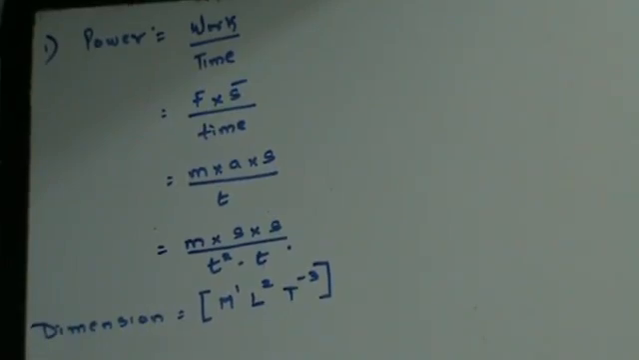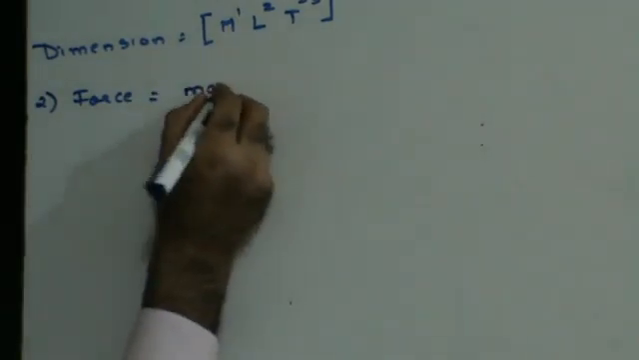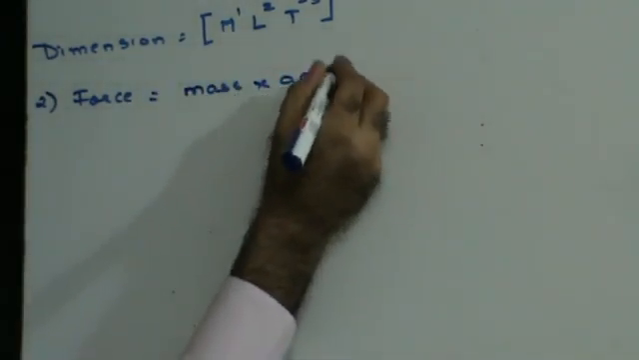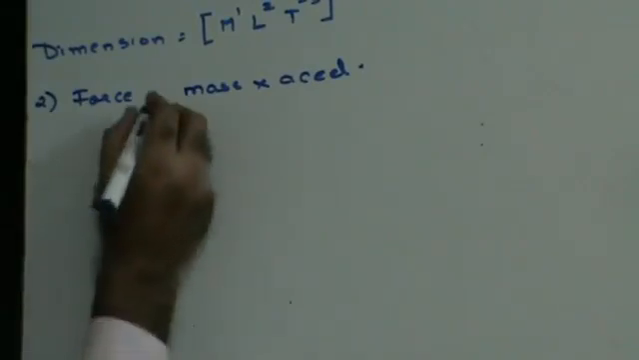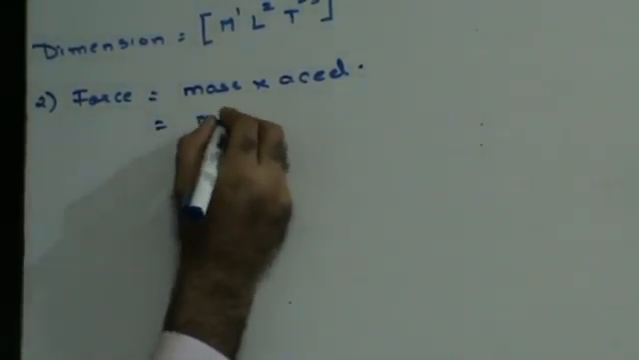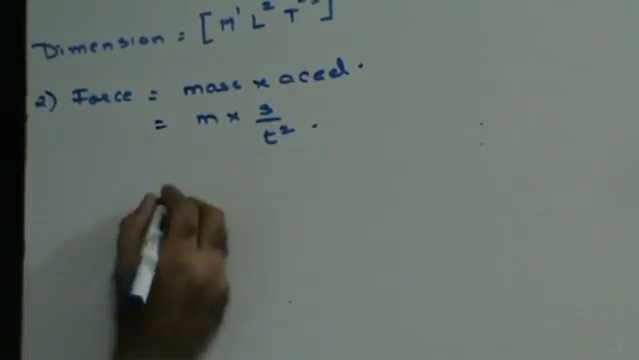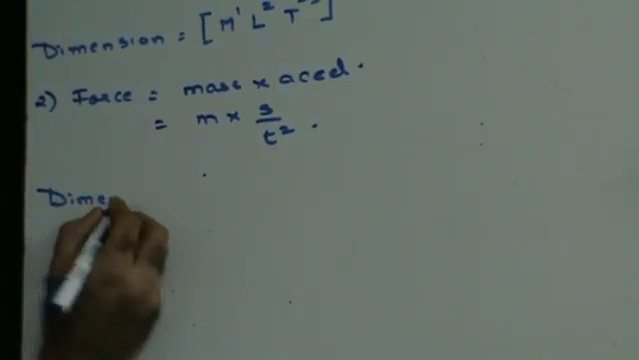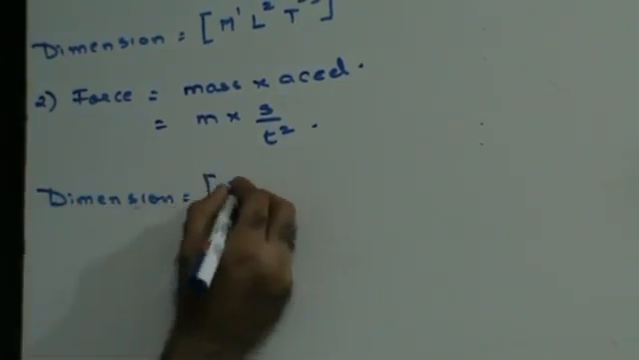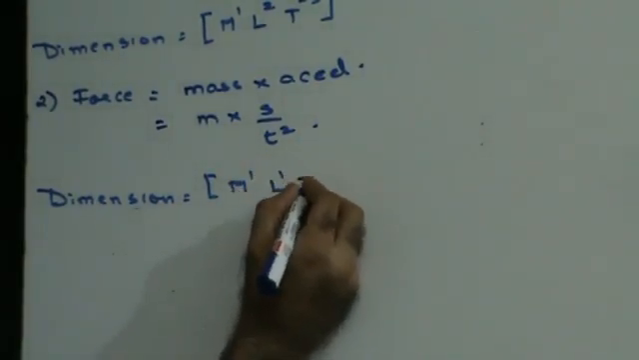Next, find the dimensions of force. Force is given as mass into acceleration. Right? Mass into acceleration, displacement upon time square. So in that case, dimensions of force is m1, l1, t minus 2. Right? Next, take on the next one.